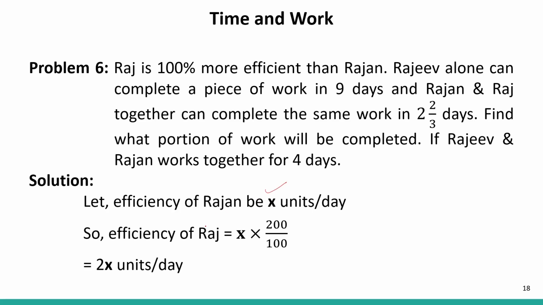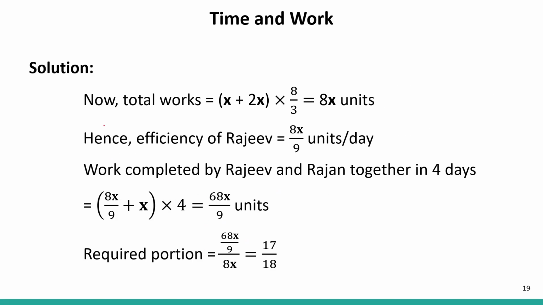X days. So efficiency of Raj is equal to X into 200 by 100 because it is 2 times the efficiency of Rajan. So 2x units per day, right? So now total work is equal to X plus 2x as they both work together. So this much into 8 by 3. So we are left with 8x units. So efficiency of Rajiv is equal to 8x by 9 units per day, right?